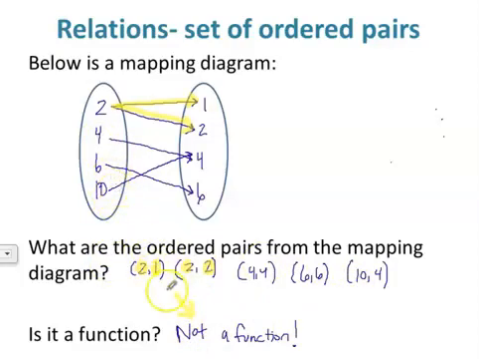So there are 2 different ways you can tell if something is a function: look at the mapping diagram, or look at your ordered pairs and look for any repeating x values. If you do see any repeating x values, look to see if your y values or your outputs are 2 different numbers. If your input is linked with 2 different outputs, you know it's not a function.